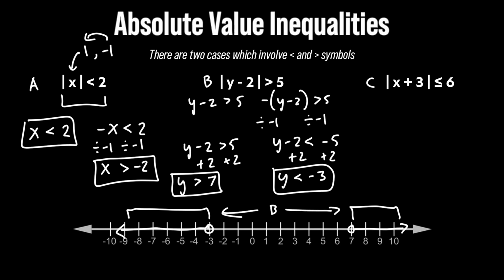So as you might already notice, when using the less than symbol, usually the interval is just 1. And when using the greater than symbol, the interval is usually broken up into two pieces that look something like this. Lastly, we're going to solve C here.